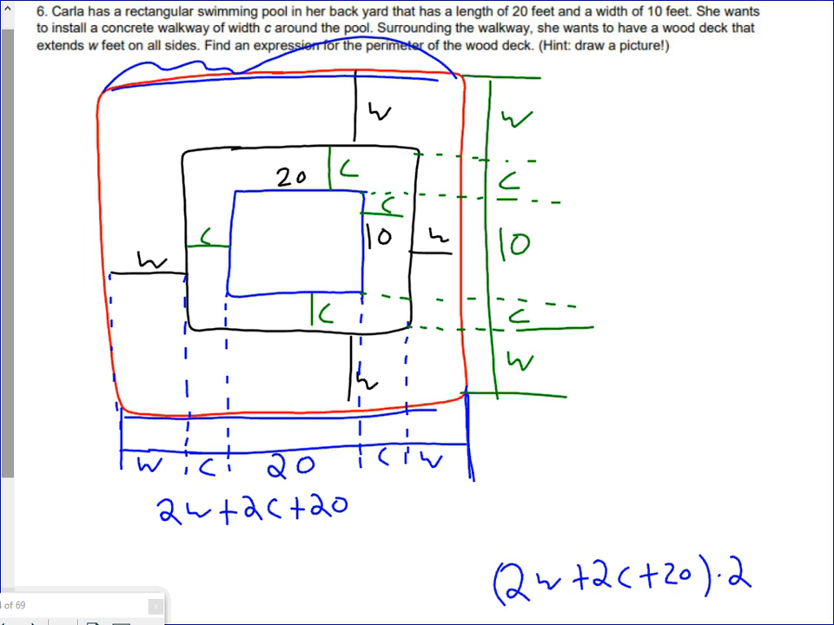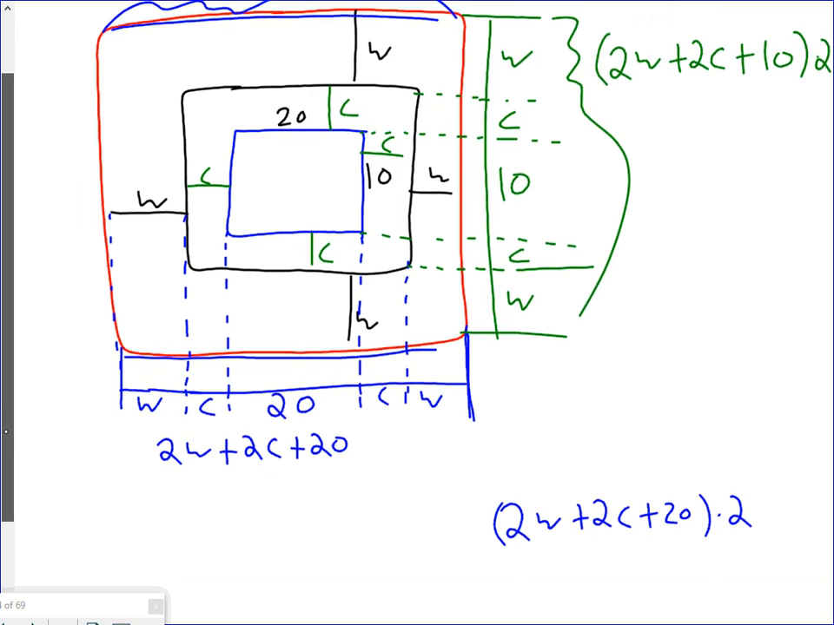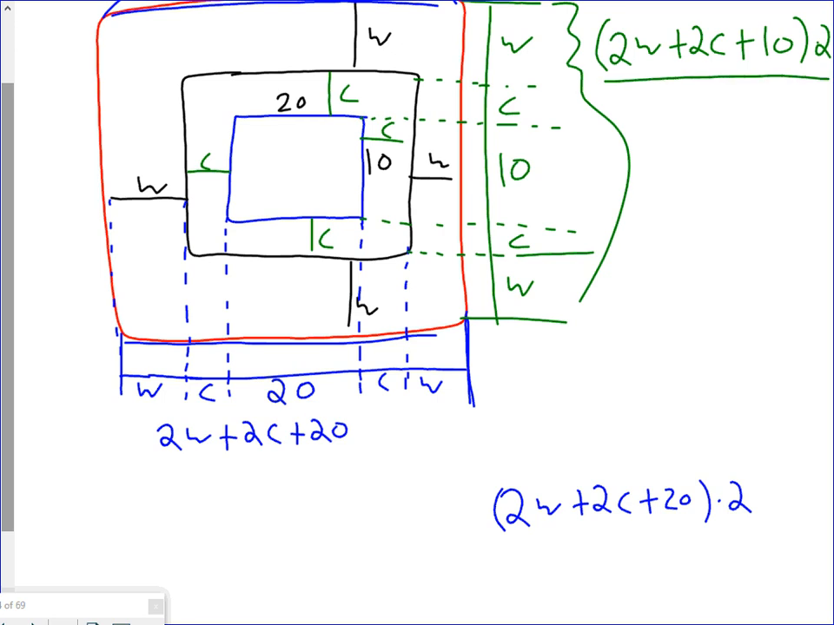All right, so all this right here, if we added it all up, we have 2 W's, 2 C's, and a 10. So 2W plus 2C plus 10. And again, there's 2 sides of it, so that's going to happen twice. So we can multiply it all by 2. So kind of broke up the 2 parts, but this equation in green and this one down here in blue, we add them together. That's going to be our expression for the perimeter of the whole wooden deck.